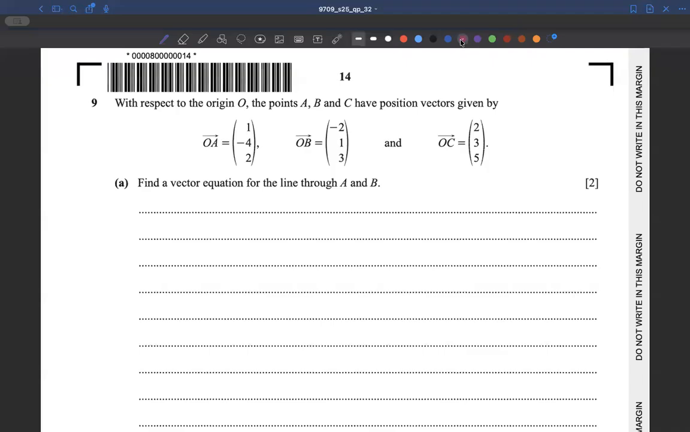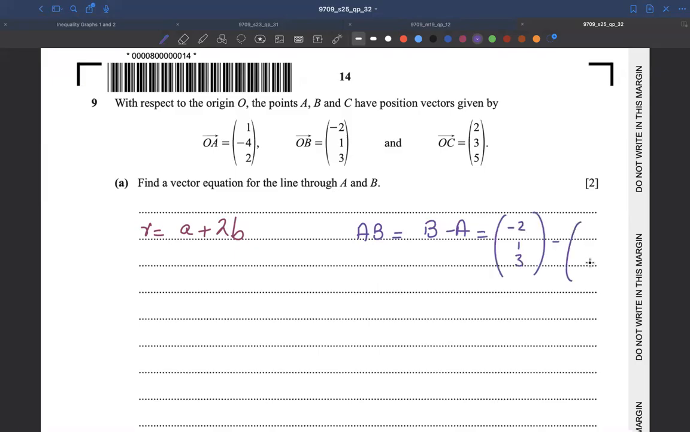In question number 9, in part A, we have to find the vector equation for the line through A and B. So the equation for a line is given in the form r equals A plus lambda B, where B is the direction vector and A is the point on the line. So first, to find the direction vector, we'll find AB, and that is B minus A. So B minus A would be minus 2, 1, 3, minus 1, minus 4, and 2. So the direction would be minus 2 minus 1 is minus 3, 1 plus 4 is 5, and 3 minus 2 is 1.